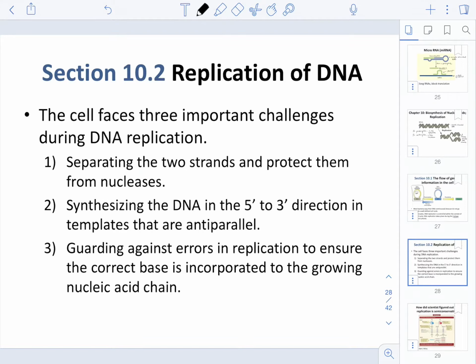The replication of DNA faces three important challenges during the whole event. Number one, during DNA replication, we are going to be separating two strands and they must be protected from nucleases. Nucleases are enzymes that cut the nucleotide chain, meaning the backbone, in nucleic acids.